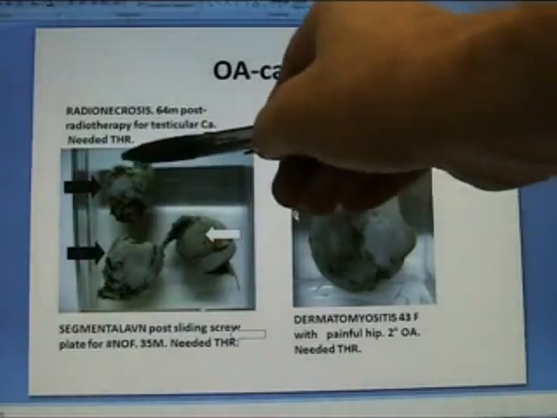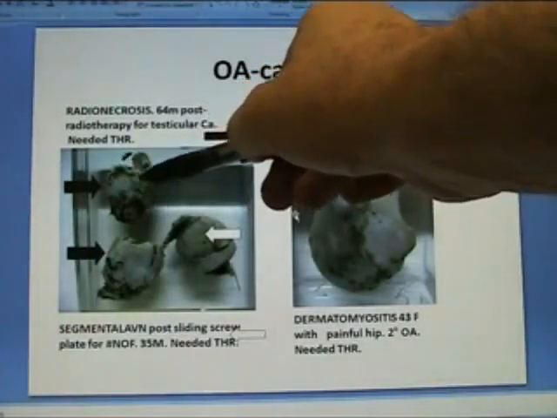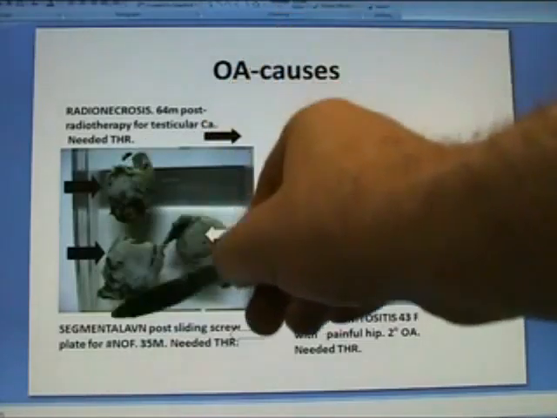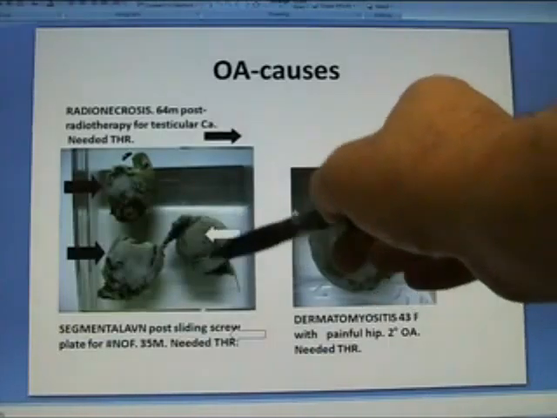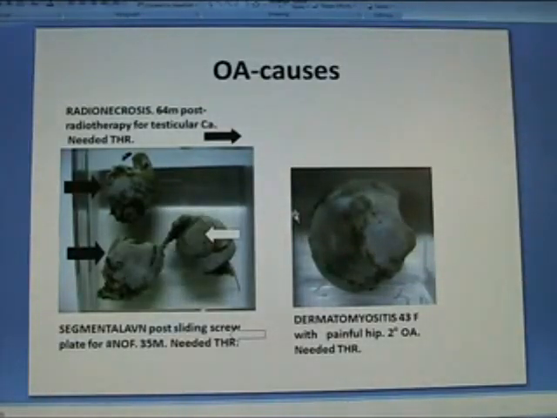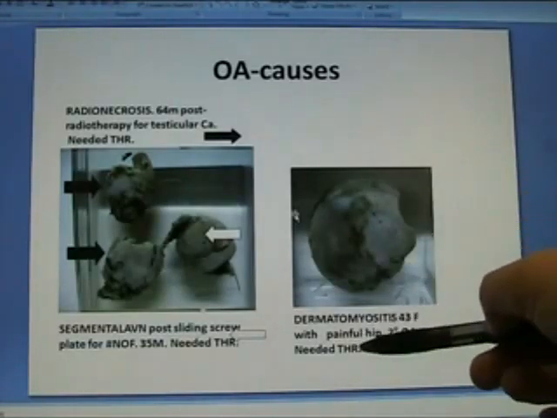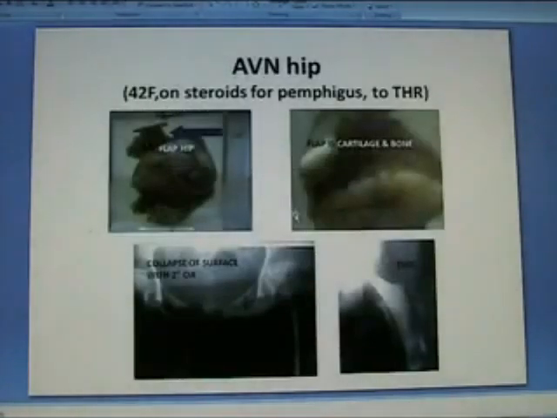There are other causes. Death of the bone from radiation: testicular cancer, radiated testicles, destroyed the bone, the scaffold, and the cartilage collapses down. Or it may collapse from a fractured neck of femur, where a sliding screw plate was put in, the screw up the neck destroyed the blood supply. The young man, 35, segmental AVN, destroyed the scaffold. The articular cartilage collapses down or swings around in the breeze and causes abnormal wear, early OA. Dermatomyositis, 43-year-old, unusual condition, leads to secondary OA.